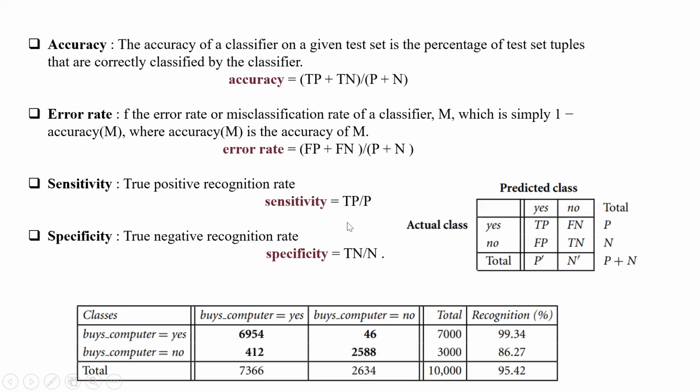99.34 will be taken as the sensitivity, where TP is 6954 divided by P, 7000. We will get it as a percentage, so 6954 into 100 divided by 7000 gives 99.34. 86.27 is the specificity, for the true negative recognition we have found here. The accuracy is 95%, which is near to 100%, so we will say that our classifier is accurate, and we can use that.